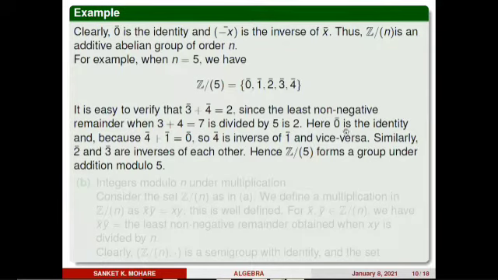So clearly here 0 is the identity. Why? Because if I add conjugate 0 plus conjugate 1, that is 0 plus 1, and when 1 is divided by 5, the remainder is 1. So conjugate 0 plus conjugate 1 is equal to conjugate 1. Similarly, if I add 0 to any arbitrary element a belonging to Z5, conjugate 0 plus conjugate a is 0 plus a, which is a. If I divide a by 5, the remainder is a itself. So that's why 0 is the identity element.